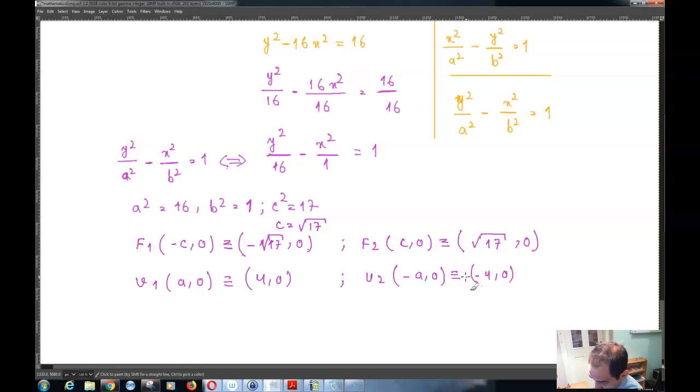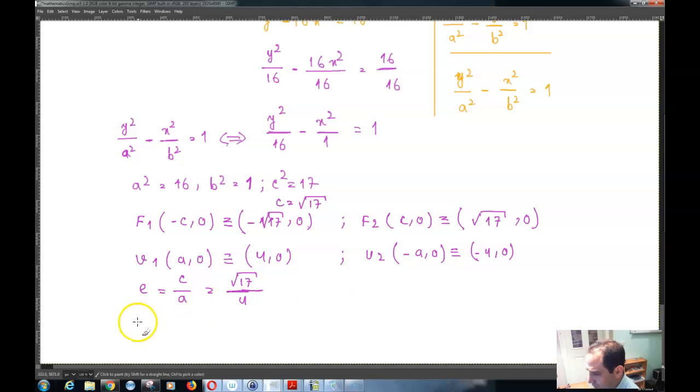Now your eccentricity E is equal to C divided by A, which is equal to the square root of 17 divided by 4, and the length of the latus rectum is equal to 2 times B squared by A, which is 2 times B squared, which is 2 times 1, which is equal to 2.